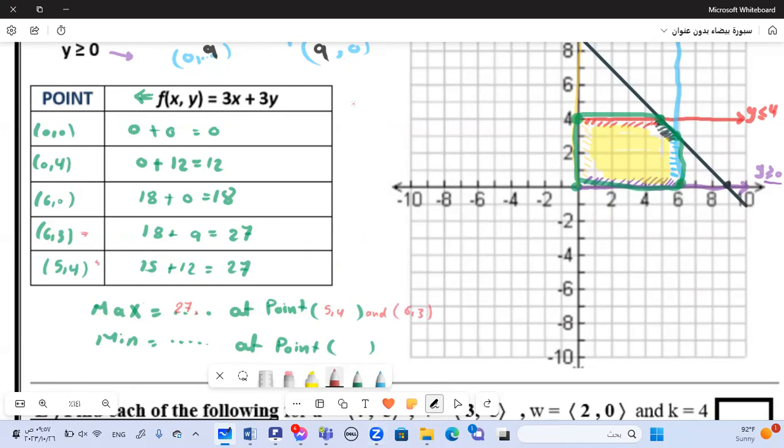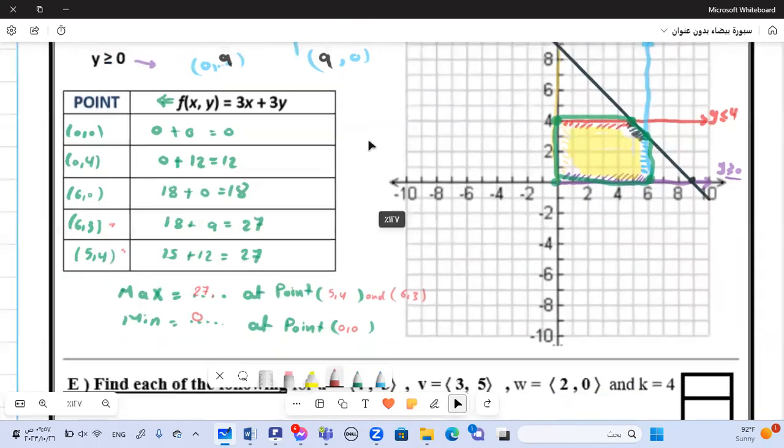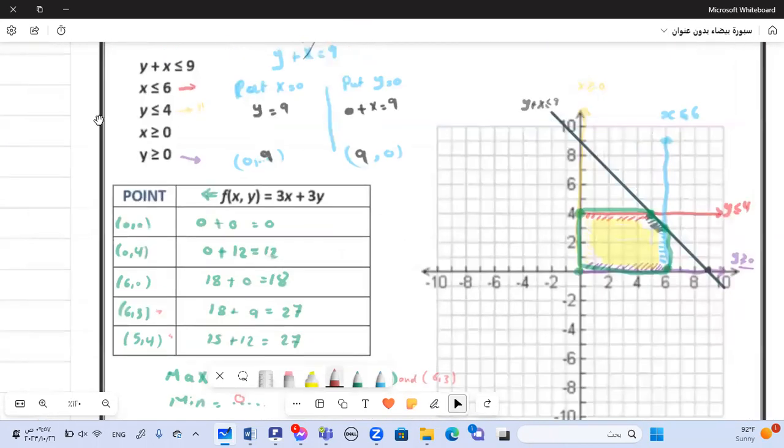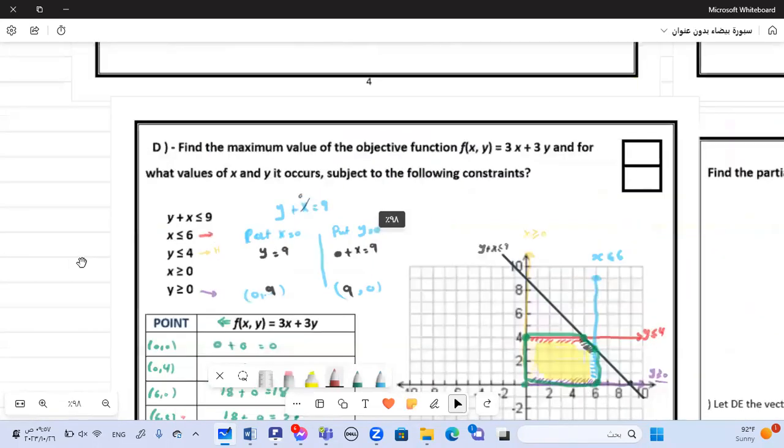Okay, the minimum, the last value, will be 0 at the point 0 and 0. Okay, I will complete a revision about the important statements of lesson 6.4. There is another important statement in 6.4 to complete. So this is the first part of lesson 6.4.